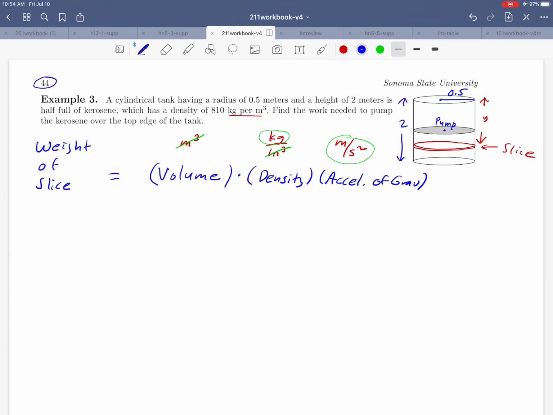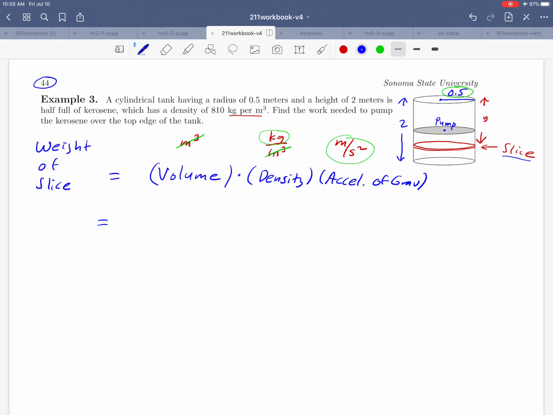So let's see if we can fill in those pieces, starting with volume. How do we measure the volume of the slice over here to the right? Let me first ask you, what is the shape of that slice? If you looked at that slice from the top, what kind of shape would you see? I'm seeing a circle there. And in fact, we know what the radius of the circle is. It's going to be the same as the radius of the tank that we see up here.